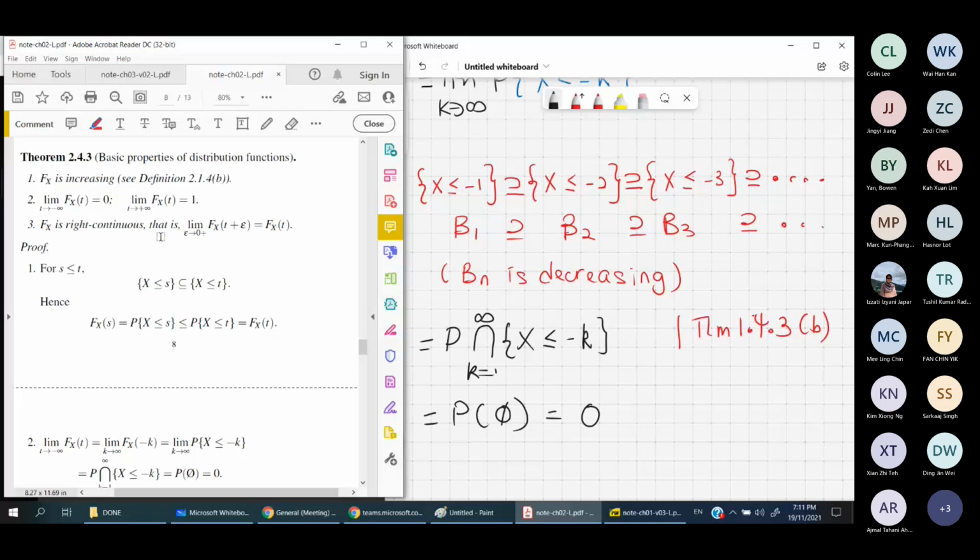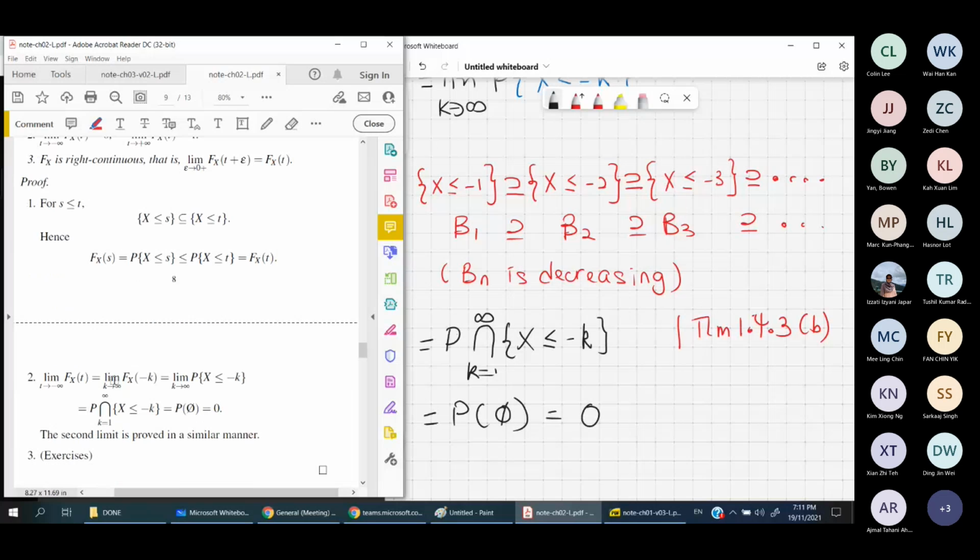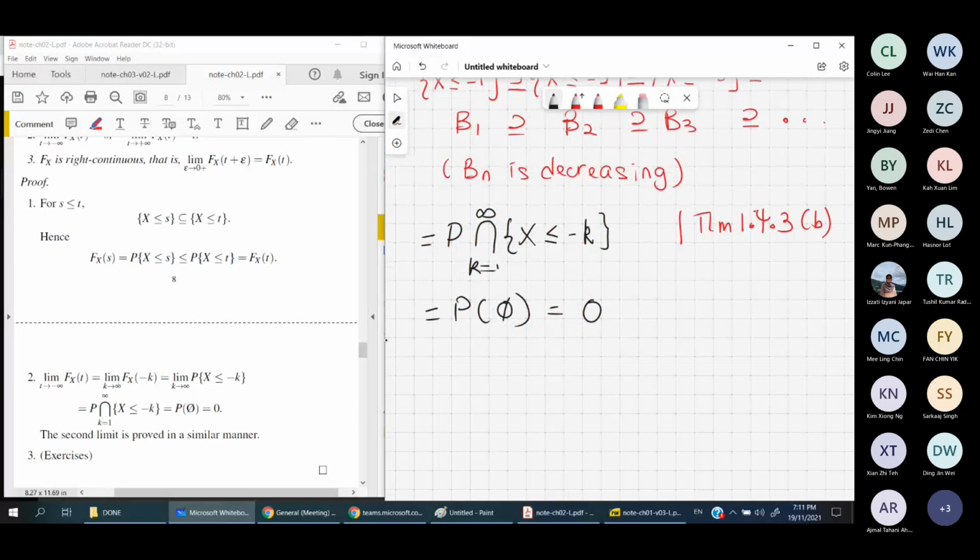Okay, FX is right continuous. So that means the limit as epsilon goes to 0 from the positive side of FX of t plus epsilon is FX of t. In fact, this can be proven by using similar ideas here. Maybe since we have started this, let's look at this, number 3. So this is what we want: the limit as epsilon goes to 0 positive of FX of t plus epsilon.